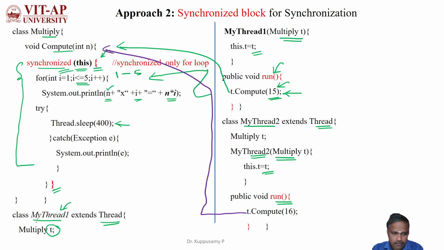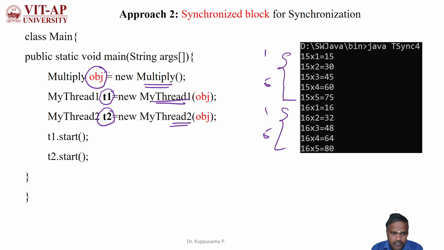You look at here, MyThread1 is one class which is using thread t1, and MyThread2 is using thread t2, but both are using the same object. That object belongs to class Multiply, right? So that's what is given here. Then once I invoke the start method, within microseconds this t1 is getting the CPU access. Then this is calling the run method.